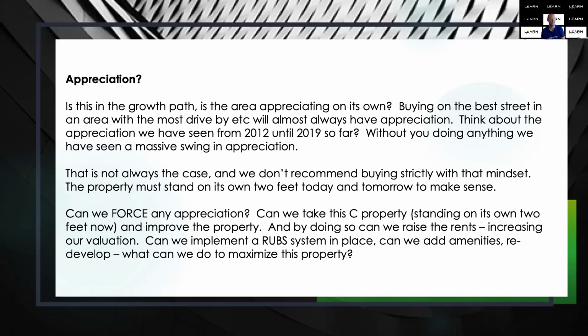That is not always the case, and we don't recommend buying strictly with that mindset. The property must stand on its own two feet today and tomorrow to make sense. Can we force any appreciation? Can we take the C property standing on its own two feet now and improve the property? And by doing so, can we raise the rents, increasing our valuation? Can we implement a RUBS system in place? Can we add amenities, redevelop? What can we do to maximize this property?